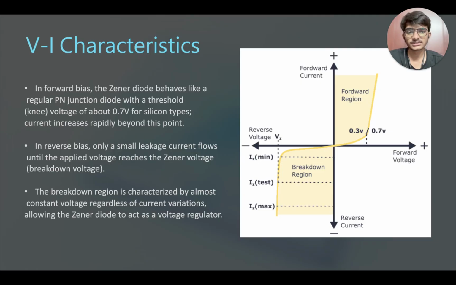When the voltage reaches the Zener voltage, the current grows rapidly in the negative direction, as we see in the picture. The breakdown region is characterized by almost constant voltage regardless of current variations. That means the voltage will be constant regardless of the values of the currents.